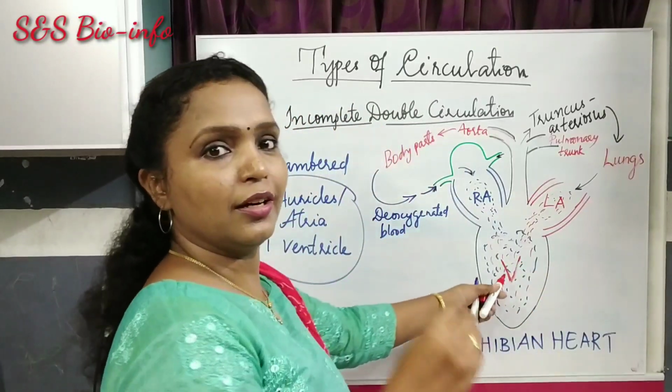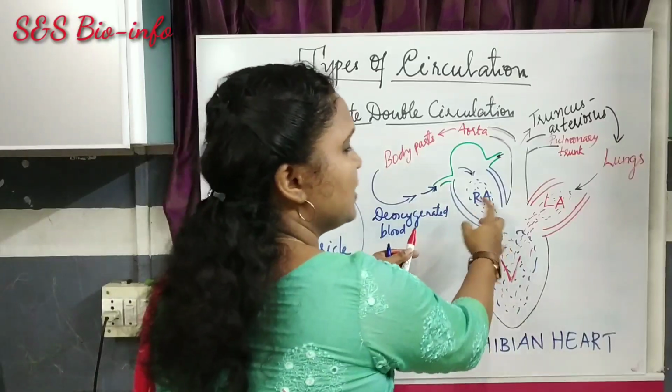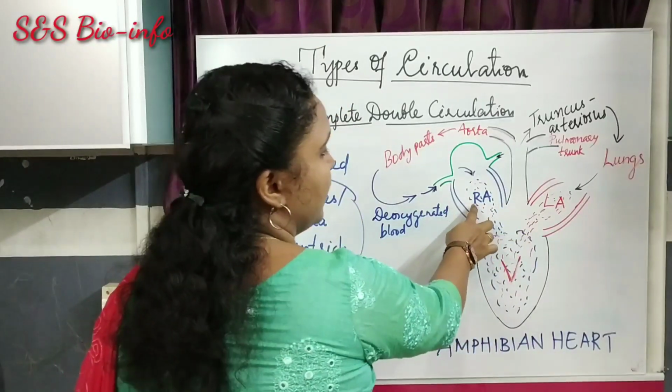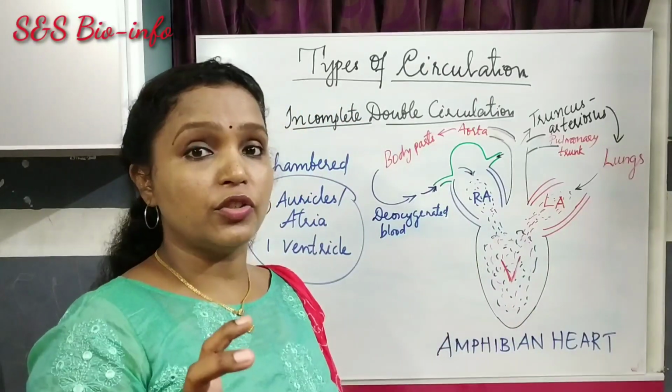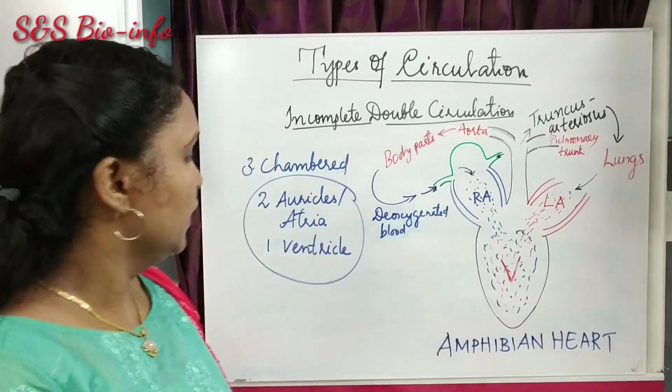Okay, this is not the part of the heart. I only labeled it: right atrium, left atrium and ventricle. These are the three chambers of the heart.